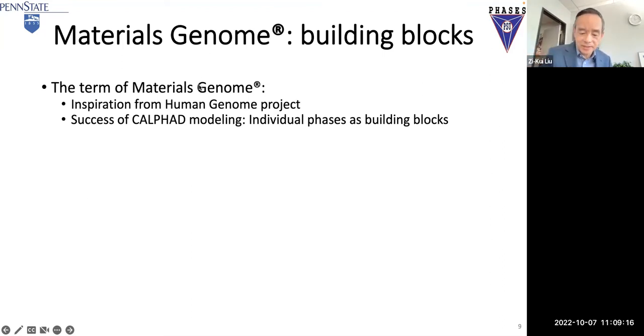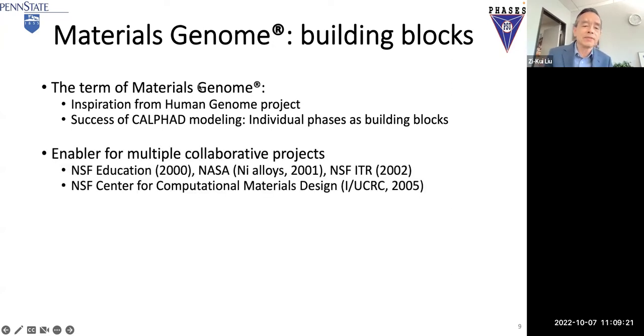Of course, you cannot just invent it, right? You got some inspiration. So we got a few interesting projects from NSF and NASA at that time. We got an education program to talk about some of the dynamics, kinetics, okay? Then we worked on the nickel-based superalloy. Then we talked about the ITR, the information technology research. If you go back to data science, I think that ITR program may be considered as the one where NSF really put money on that direction, because that's a huge program.